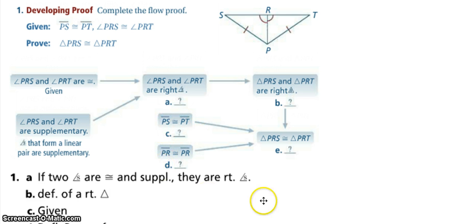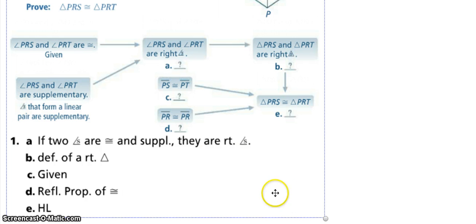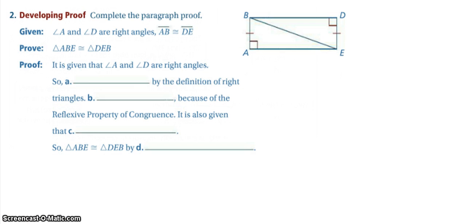Part C was given to us. Part D utilizes our reflexive property, just saying a line is going to be congruent to itself. And then because of all of this put together, we can prove based on the hypotenuse leg theorem that our triangles are congruent. So now do the same thing here to complete the paragraph proof.